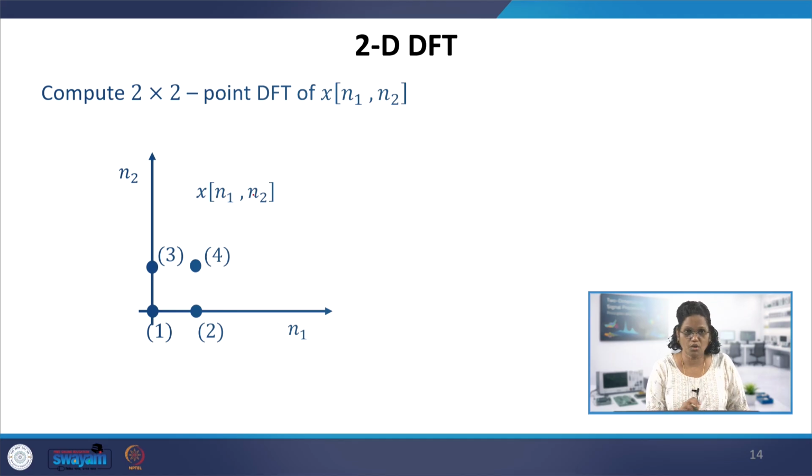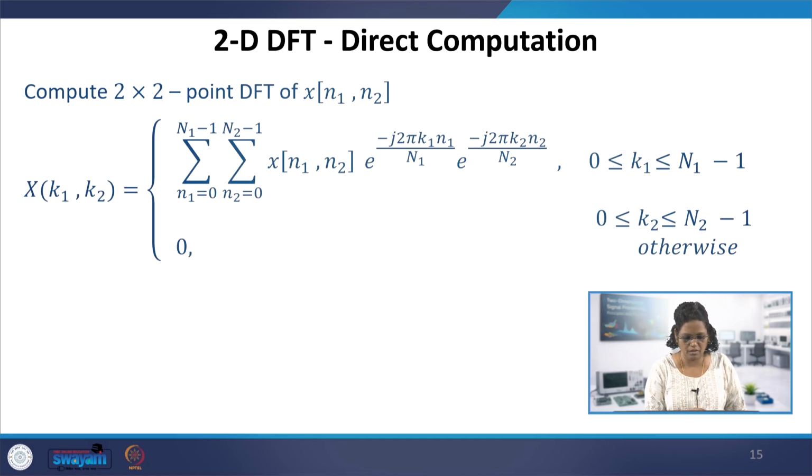Let's take a small signal x of n1 comma n2 of 2 cross 2, with samples 1, 2, 3, 4. We will do the direct computation first, and then row-wise and column-wise computation. The 2D DFT equation is the extension of the 1D DFT, with two summations over n1 and n2 varying up to n1 minus 1 and n2 minus 1. This is the 2D sequence, and you can see the basis functions e to the power minus j 2 pi k1 n1 by n1 and j 2 pi k2 n2 by n2, valid for k1 from 0 to n1 minus 1 and k2 from 0 to n2 minus 1, and 0 otherwise.